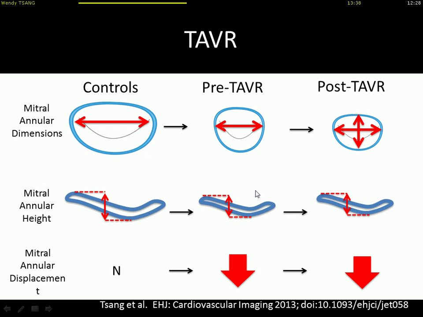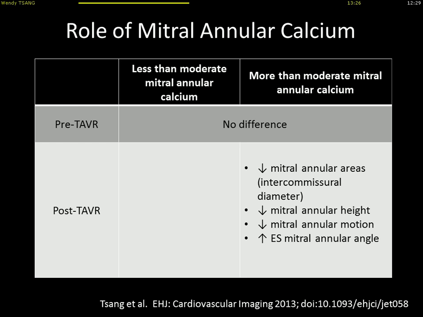The mitral annular height was decreased before TAVR and remained decreased after TAVR. And mitral annular displacement also was decreased before TAVR and after TAVR, but that is probably related to LV function. Now, could this all be because I've just told you that they all had more aortic annular calcification? What if they all had more mitral annular calcification? Well, we actually looked at that.